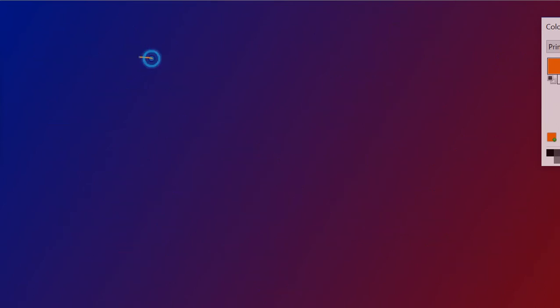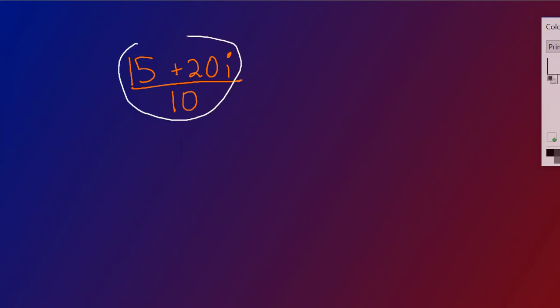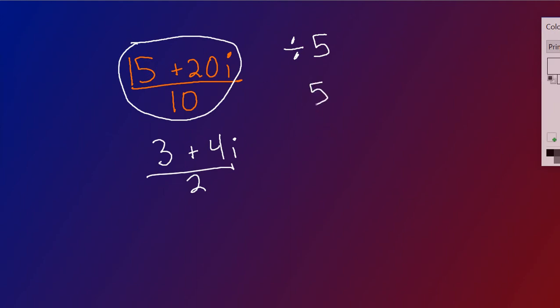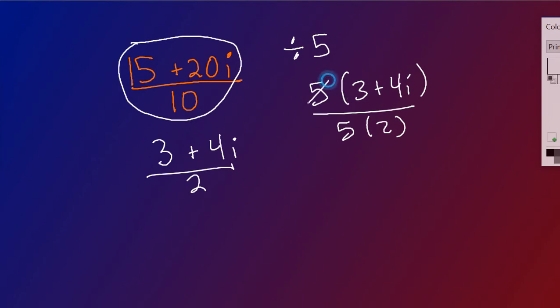Last thing, just real quick, if this were to happen, so let's say I had 15 plus 20i all over, let's say, 10. So I need to make sure that I simplify this completely. So I look at all these numbers right here, and I see that I can divide them all by 5. So I do. So 15 divided by 5 is 3, plus 20 divided by 5 is 4, and 10 divided by 5 is 2. And the reason that that works is because at the top I could factor out a 5, and at the bottom I could also factor out a 5. Factor out a 5, and then those cancel.